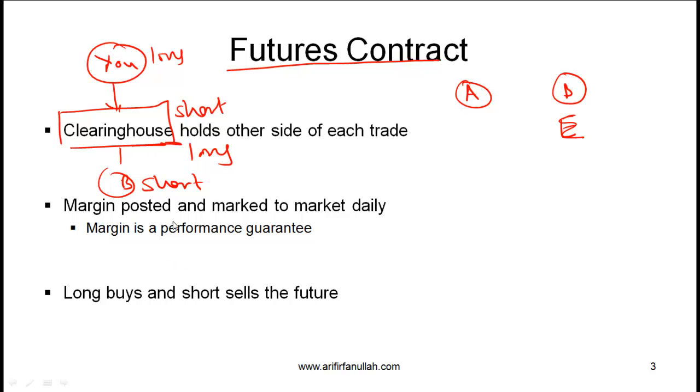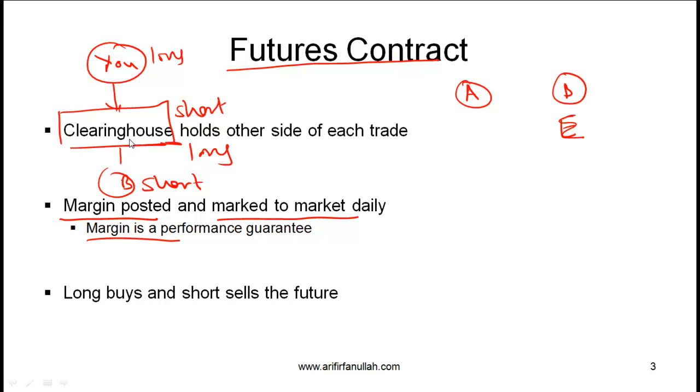A margin needs to be posted and marked to market daily. What this means is that, let's say you get into a long position on cotton, then when you enter this position, you need to post a certain amount of money. Details on how much money needs to be posted will be covered later, but you need to post some money which acts essentially as a performance guarantee.